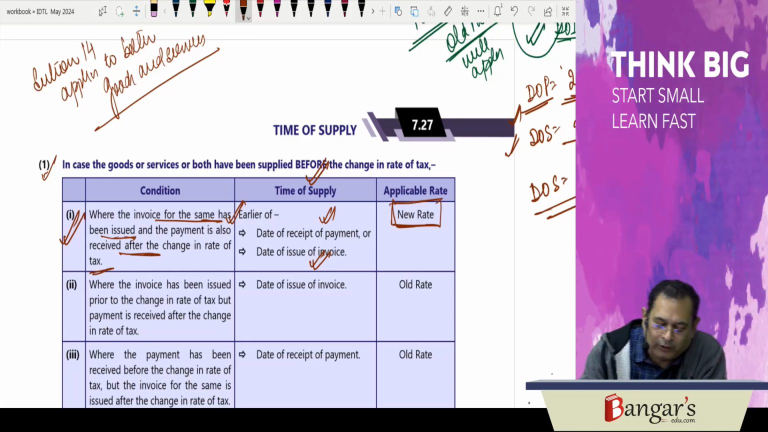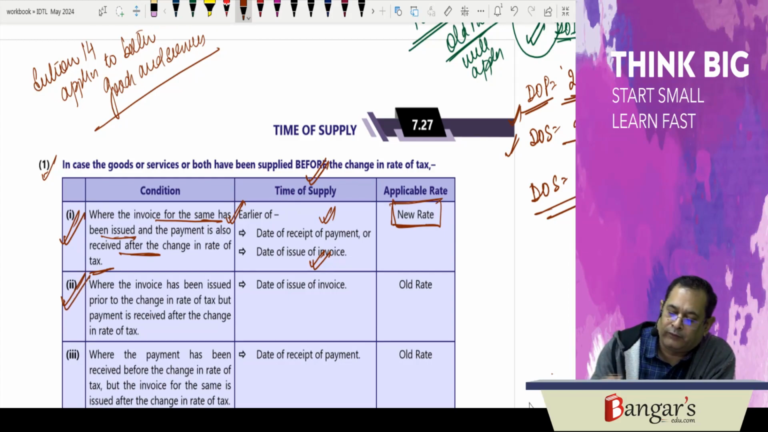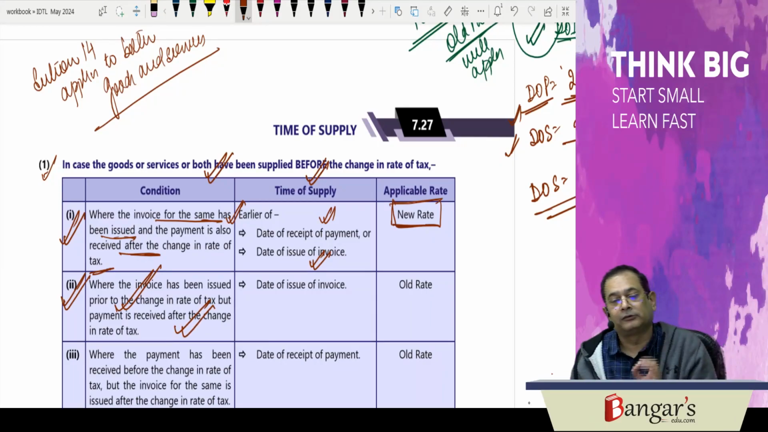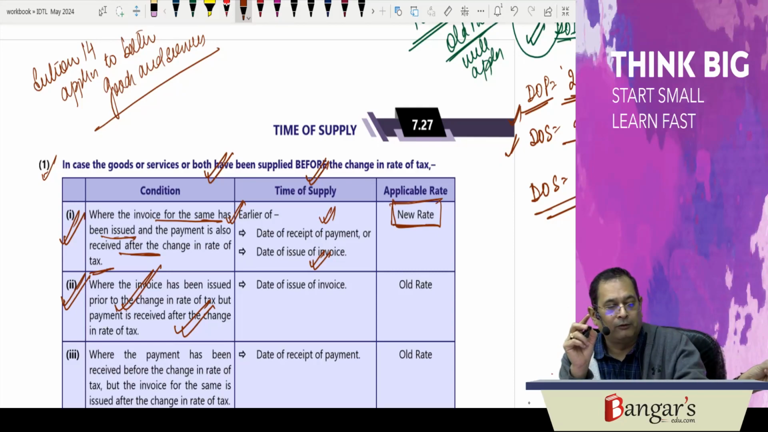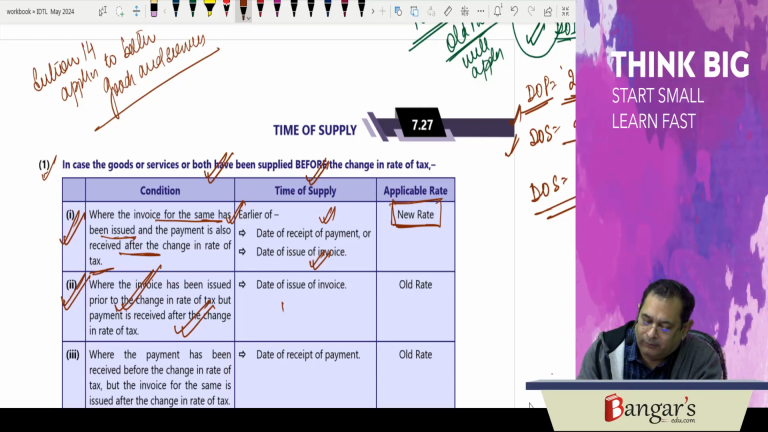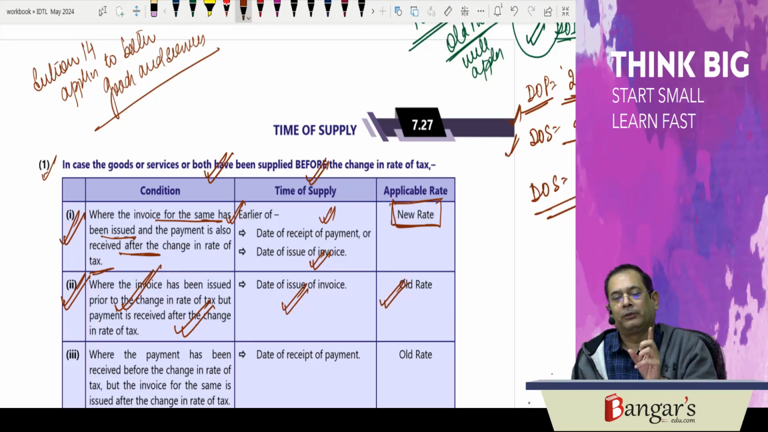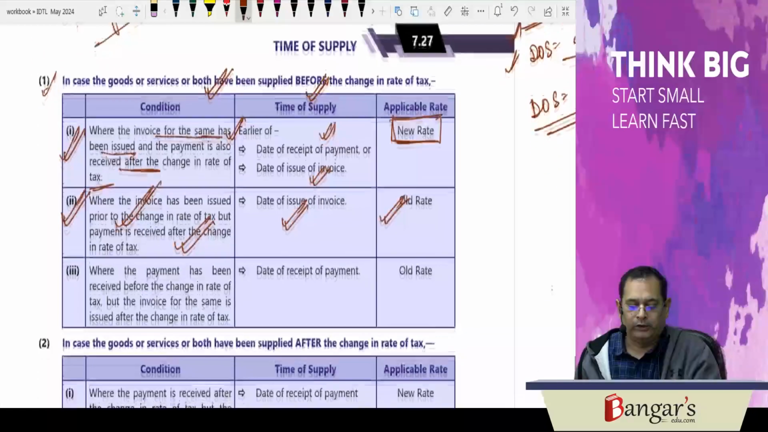Now where supply has been made before and the invoice has been issued prior to the change in rate of tax, but payment is received afterwards. What two events occur together? Supply of service before change, invoice before change. So here the majority goes before. Therefore the time of supply will be the date of issuance of invoice, and the old rate will apply.